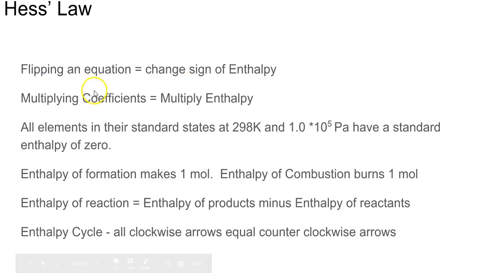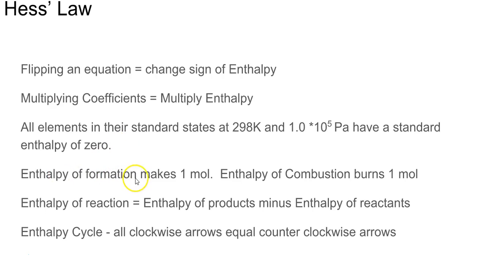So, if you flip an equation, you change the sign of the enthalpy. So if it's positive, you'll change it to negative. We'll talk about that more later. If you're multiplying coefficients, you're going to multiply the enthalpy by the same factor that you multiply the coefficients. All elements in their standard states at 298 Kelvin and 1.0 times 10^5 pascals have a standard enthalpy of 0. So oxygen, carbon, hydrogen, all of those, the standard enthalpy of those is going to be 0.